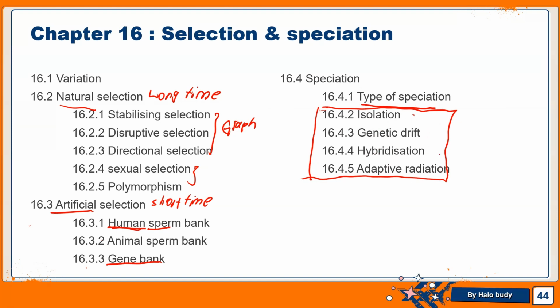Actually, I have to know all. What are they? And then there is also much classification about isolation. You have pre-zygotic and post-zygotic isolation. Genetic drift, you have to know the bottleneck effect. And then hybridization, you also have to know all lah. All of this you just memorize, you can say memorize lah, but you have to understand the concepts first.